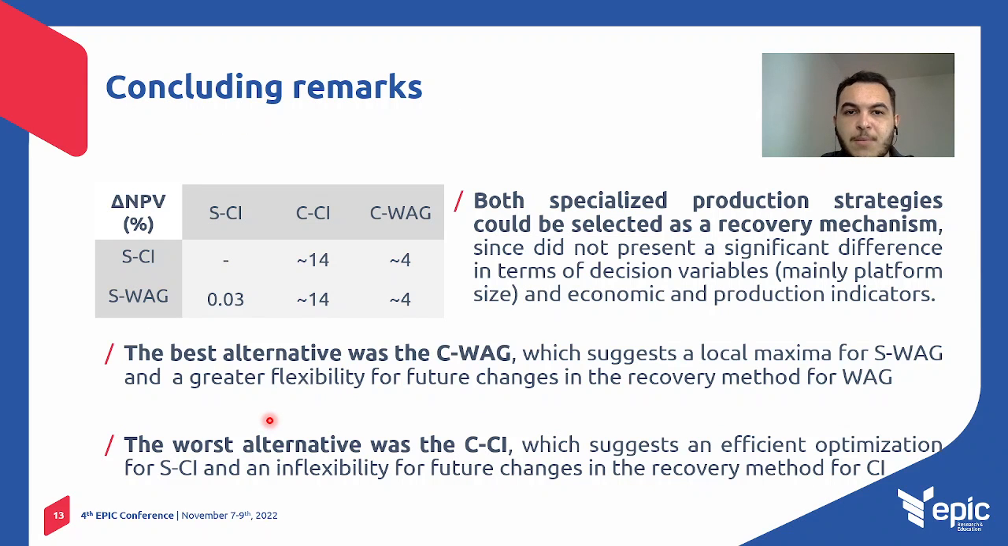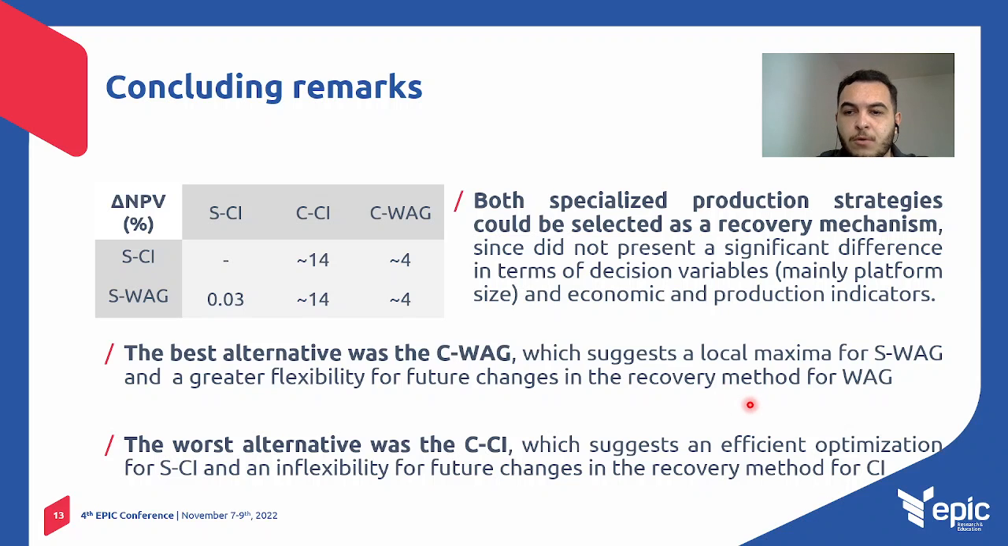So in concluding remarks, both specialized production strategies could be selected as a recovery mechanism. They did not present a significant difference in terms of decision variables, mainly platform size, and economic and production indicators, right? Why? Because if you look at this table, for example, that represents my objective function, I have just 0.03% difference between the specialized strategies, right? The best alternative was the cross simulation for WAG, which suggests a local maxima for specialized strategies for WAG and a great flexibility for future changes in the recovery method for WAG.